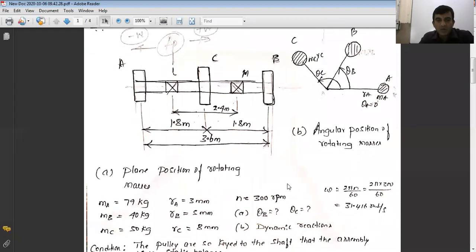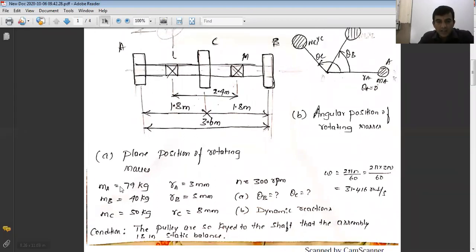Now, whenever you read the problem, first write the given data. MA, MB, MC are given, RA, RB, RC are given, and the speed is given as 300 rpm. Our aim is to calculate the angular positions of the masses, theta B and theta C, and determine the dynamic reactions, meaning dynamic forces. From this speed, we calculate the angular velocity of the shaft. We know the angular velocity of the shaft is 2 pi N by 60. Substituting N as 300, we get 31.416 radian per second. Now what is the condition given? The condition is that the pulleys are so keyed to the shaft that the assembly is in static balance.